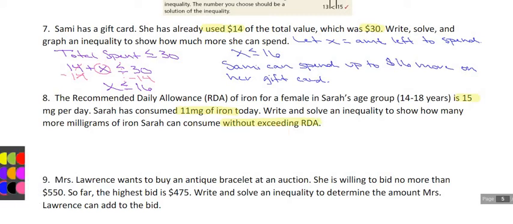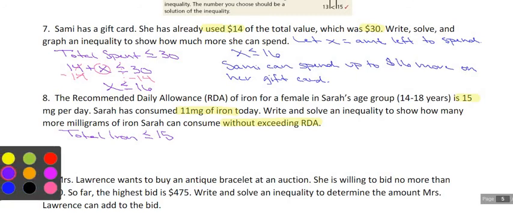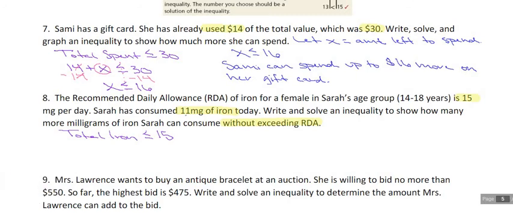So that's going to be very similar to our last situation. So the total iron that she can consume per day without exceeding the recommendation. So her total iron needs to be less than or equal to 15 because we don't want to exceed it. She can meet it but not exceed it, not go past it. So currently she has already consumed 11 milligrams, so that's going to go in her total count.